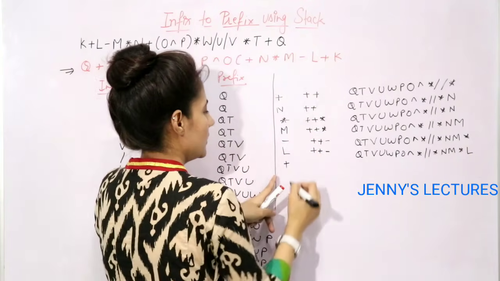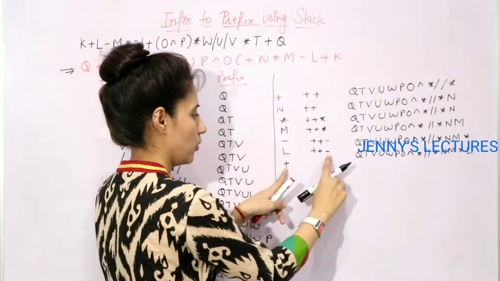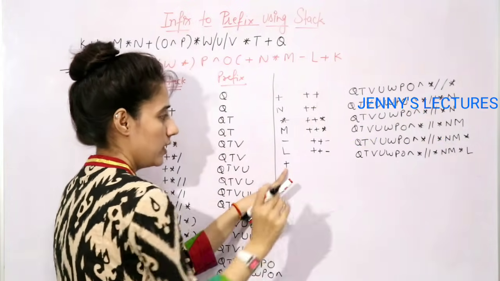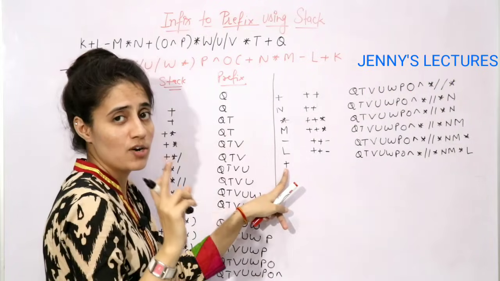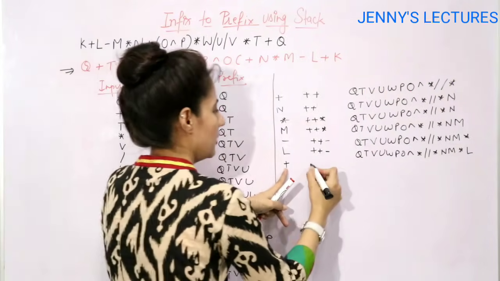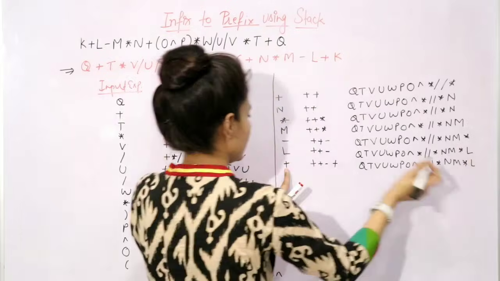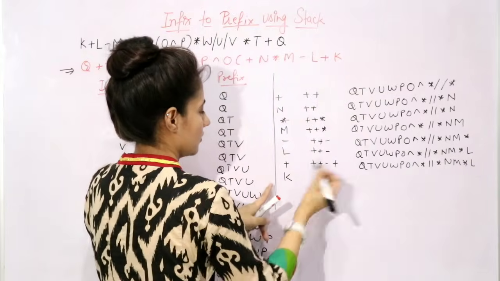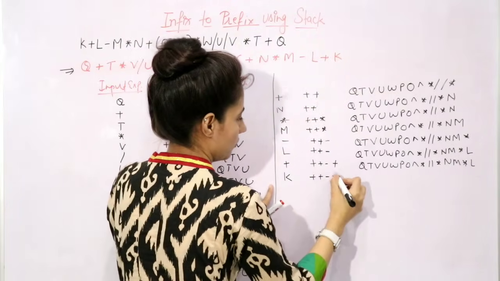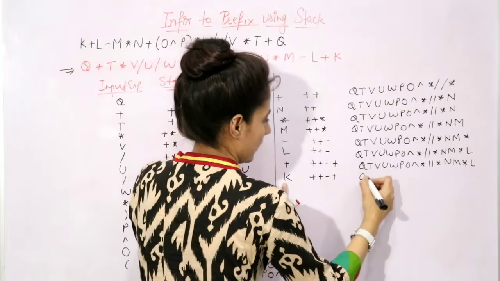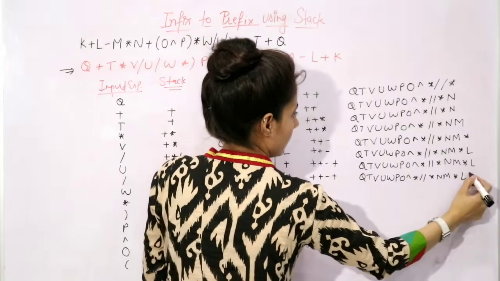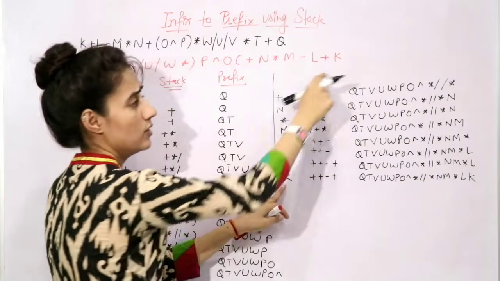After this I have plus. Now check with this one. Here we have minus, both have the same precedence. Check the associativity, left to right, if left to right, simply push it. Now next is K. So in the stack I have this one and directly you will write down K here. Now you have reached the end of this expression.